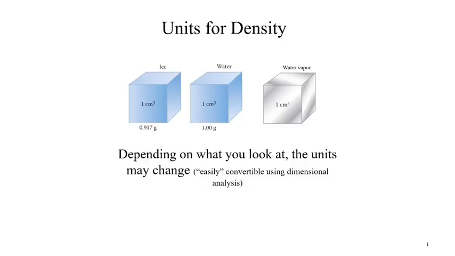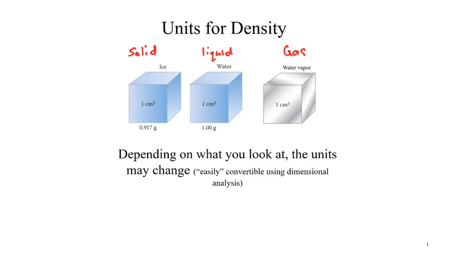So where we ended was talking a little bit about density. Before we push into this a little bit more, let's consider some of the units that we could look at for density. We've got three phases given as examples. We've got ice, which is referencing solid H2O. We've got water, which is an attempt to reference liquid H2O. And then we have water vapor, which is gas H2O.